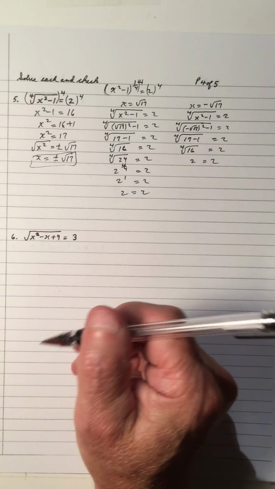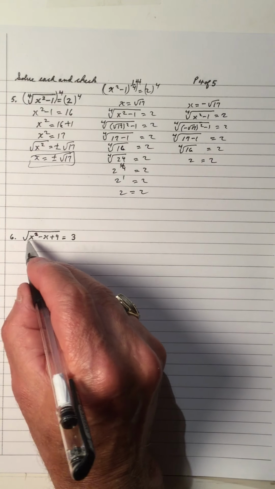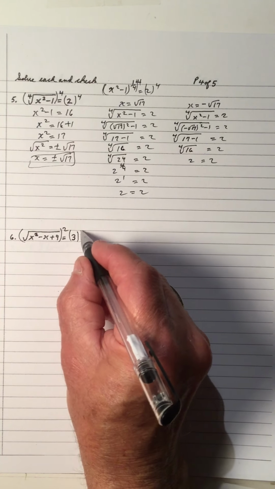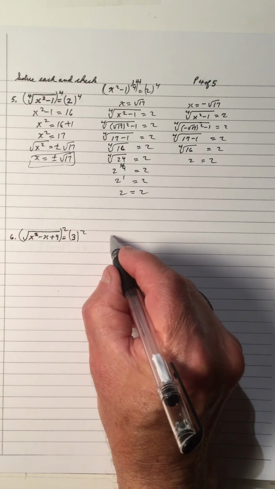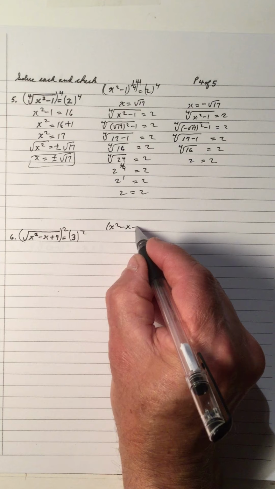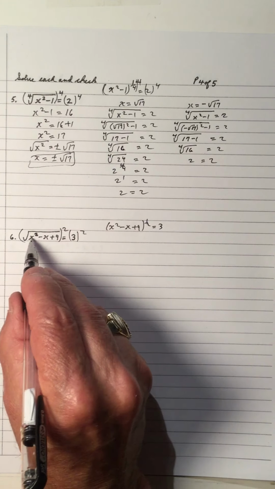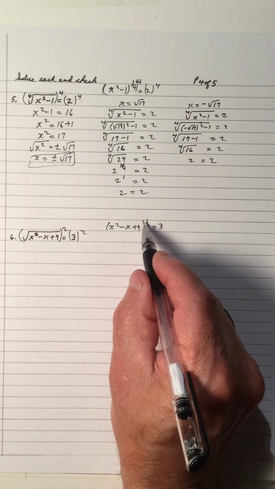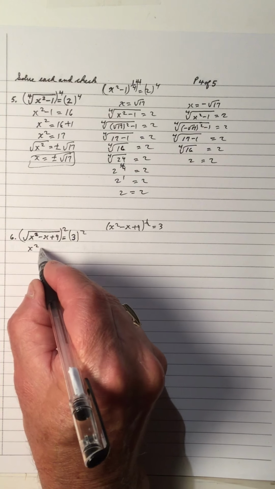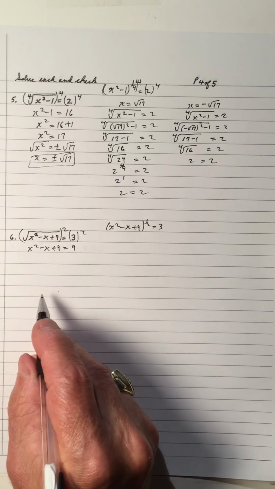And number 6, we have a square root. Don't forget to pause the video and work it out beforehand to see if you understand what you're doing. And as a square root, to eliminate a square root, we square both sides. Again, think about it as x squared minus x plus 9 to the 1/2 power. So notice that square root is 1/2 power, so we would square both sides. So that's x squared minus x plus 9 equals 9.